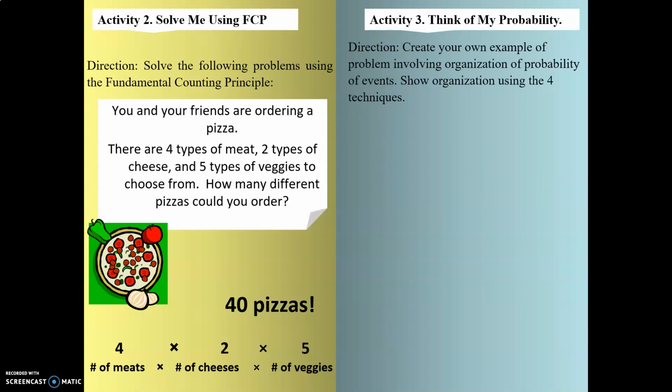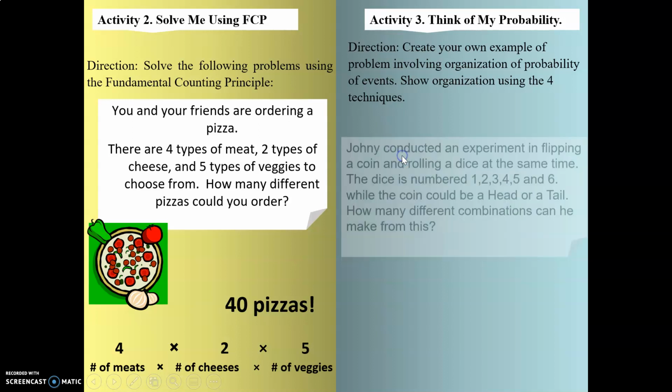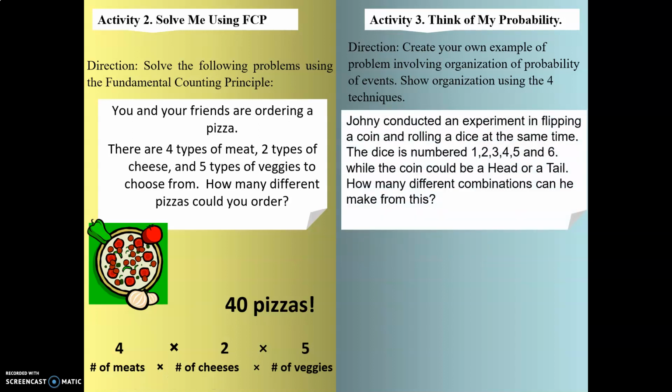Now, for the third activity, think of my probability. You have to create your own example of problem involving organization of probability of events. Show organization using the 4 techniques or the 4 ways mentioned earlier. So, let's say this is the problem I thought of. Johnny conducted an experiment in flipping a coin and rolling a dice at the same time. The dice is numbered 1, 2, 3, 4, 5, and 6, while the coin could be a head or a tail. How many different combinations can he make from this?